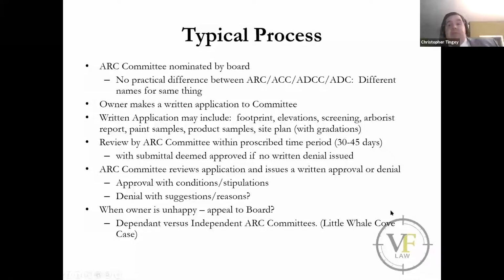Now, this is only applicable if you have an ARC that is not the board. The board is not acting as the ARC, because you're not going to be able to appeal it. But if you have an independent ARC, then I allow appeals to the board.